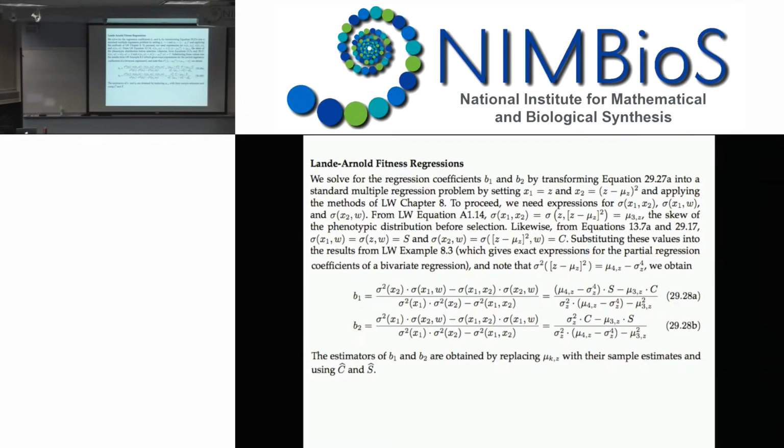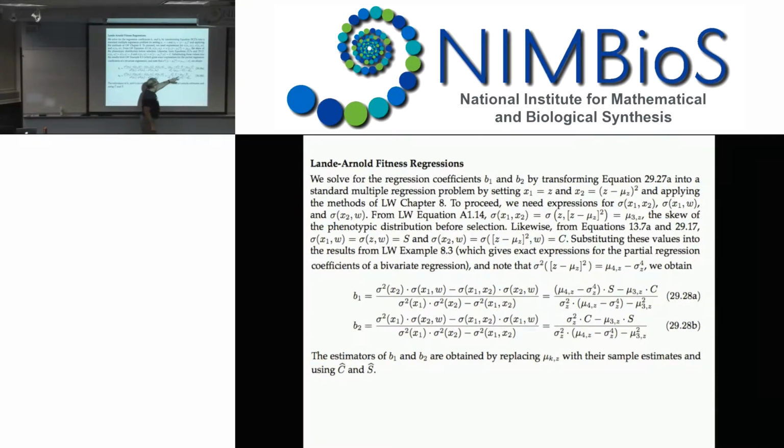And let's go back and look again a little bit at that Lande-Arnold fitness estimation. So I can basically write a regression. Fitness equals some constant plus B1 times my trait value plus B2 times my trait value squared, or maybe the square of my trait value minus means. They're essentially the same thing. You can then go through and see what those expressions are. When you actually work those out, you get these complicated expressions here.